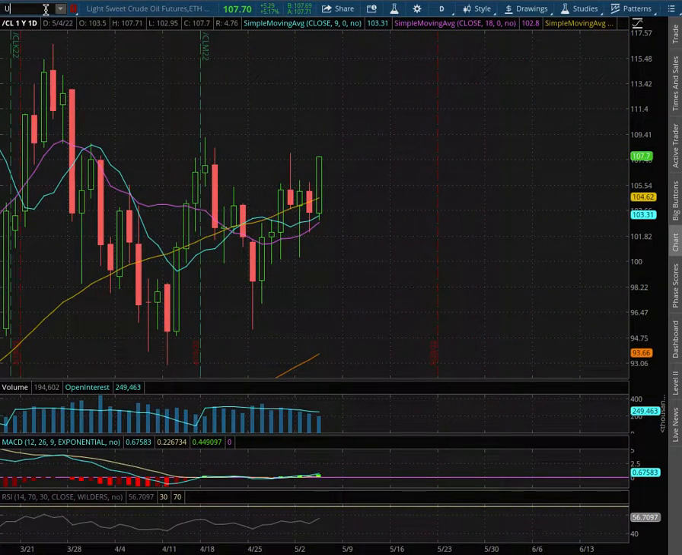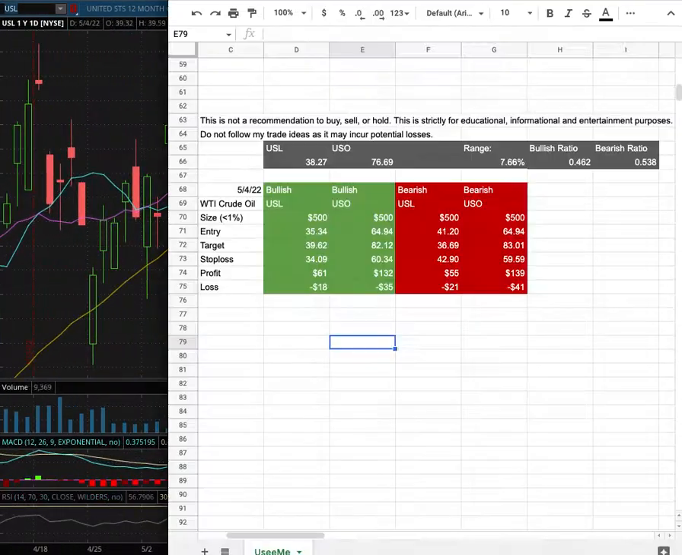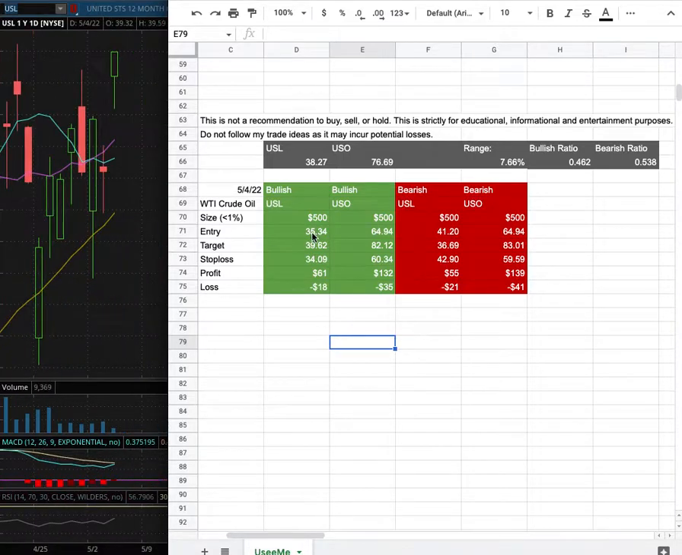And as with the trade idea, I'll be trading USL. My trade position size is less than 1% of my portfolio. My long entry is at $35.34. My sell target is at $39.62. My stop loss is at $34.09.